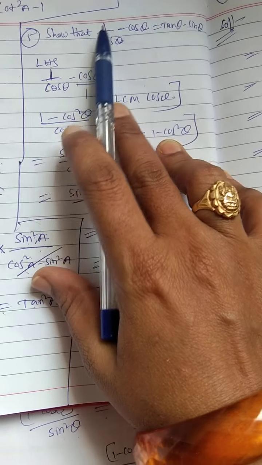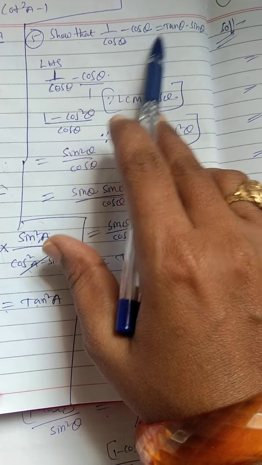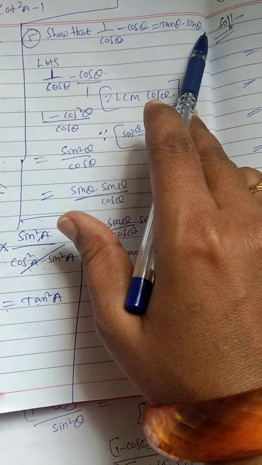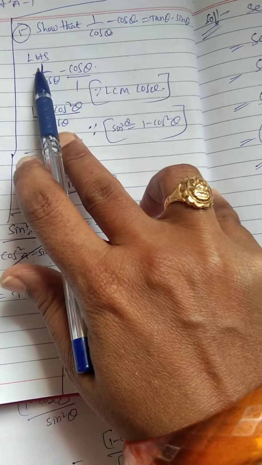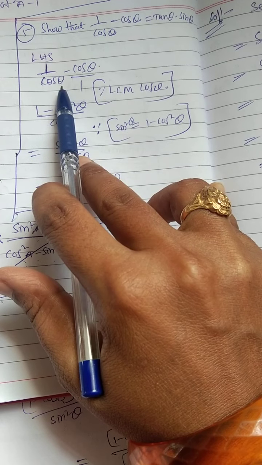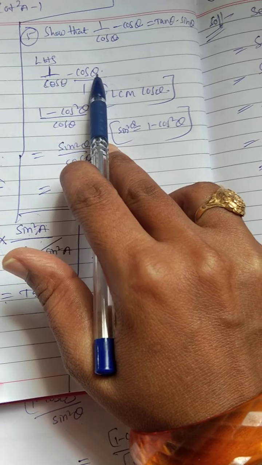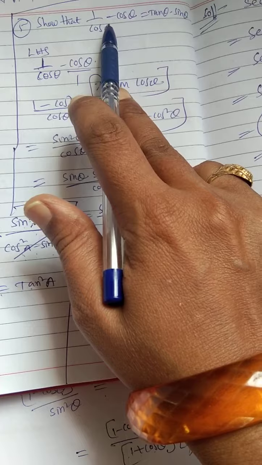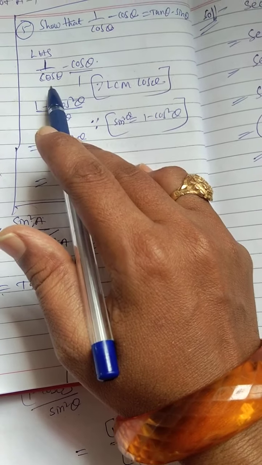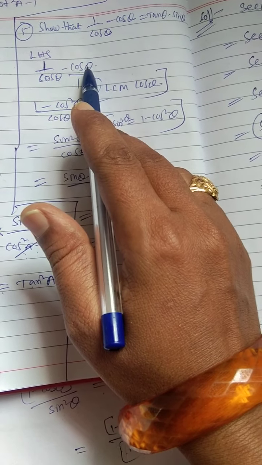Show that 1 by cos theta minus cos theta is equal to tan theta into sin theta. First you have to take LHS, 1 by cos theta, sorry, this is the minus symbol. 1 by cos theta minus cos theta.